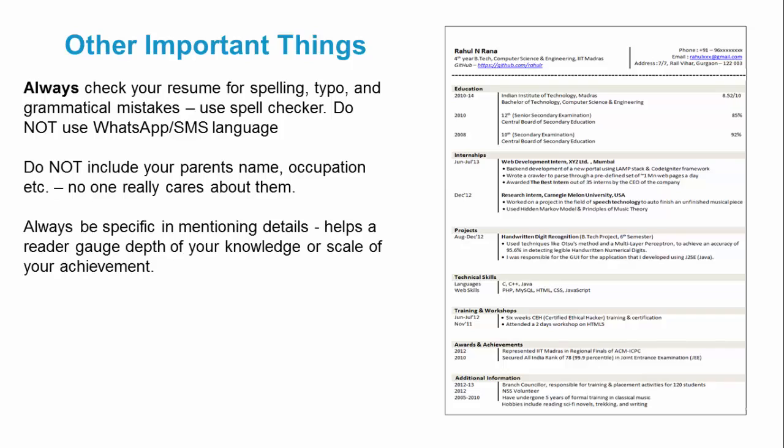I mentioned this before. Always be very specific while giving details. Saying I came first in a competition is not as effective as saying I came first in a competition which had 500 participants. Being specific with details gives companies a clear understanding of your potential and your achievement.